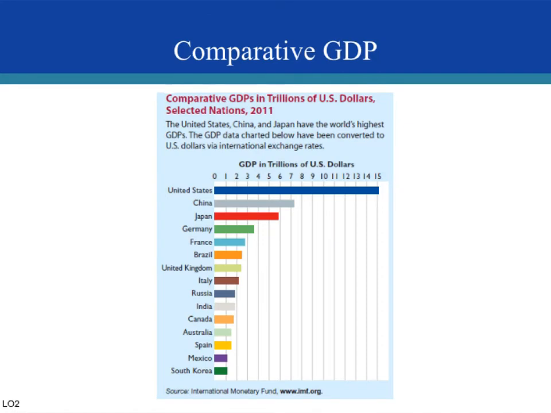Now let's look at the GDP of different nations. The United States has the biggest GDP out of any country in the world. That is why we are called the economic superpower. China recently surpassed Japan, which up until recently was number 2. Now remember, this is not GDP per capita. If you look at GDP per capita, China is much lower than Japan in terms of living standards. This is just a look at total GDP. And we can see Germany, France, Brazil, the United Kingdom, and then all the way down.